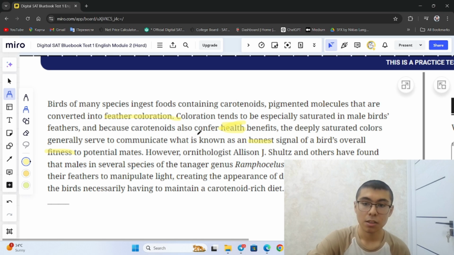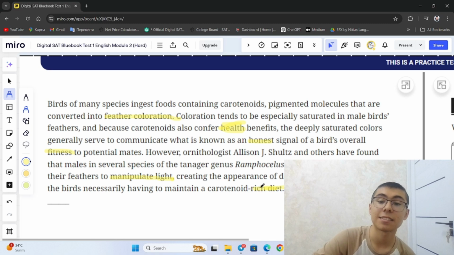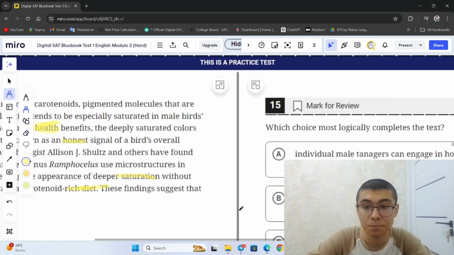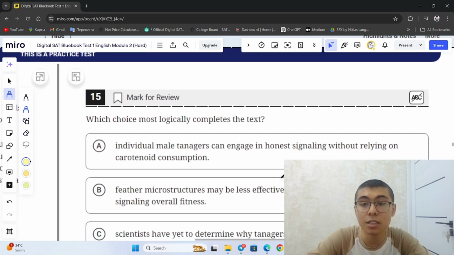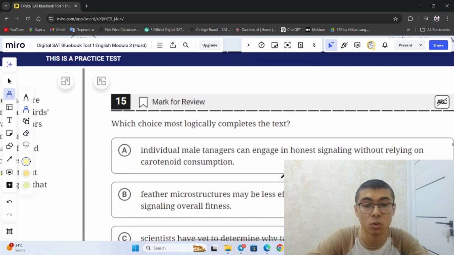However, they have found that males in several species of this, I'm not going to bother myself reading it, use microstructures in their feathers to manipulate light, creating the appearance of deeper saturation without the birds necessarily having to maintain a rich diet, a carotenoid-rich diet. These findings suggest that... So let's have a look at the choices. Individual male birds can engage in honest signaling without relying on carotenoid consumption.